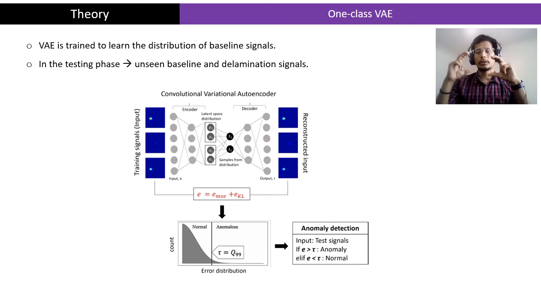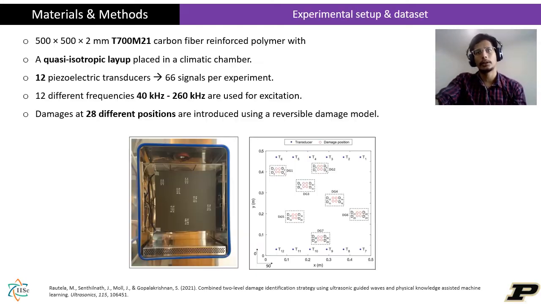So the strategy is very simple. You have a loss function. You train only with the baseline signal and minimize the loss until it converges. Once you have minimized the loss, you capture all the errors, which is the sum of the mean square error as well as the KL divergence loss. You put the threshold based on your knowledge of the application. We'll be putting two different thresholds to show their effectiveness. Then if you put a test signal into the entire trained network, if the error is more than the threshold, it is an anomaly, else it is not an anomaly.